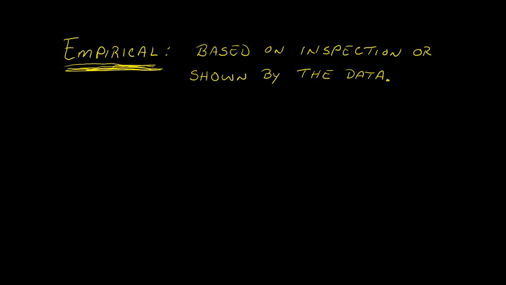So the word empirical, if we're talking about empirical formulas, empirical means based on inspection or demonstrated by the data, right? So people talk about empirical evidence, or it's empirically true that this fact, people use that when they're doing political arguments and things like that. So anyway, empirical just means supported by the data, or by looking at something, by inspection. So how does that relate to an empirical formula?